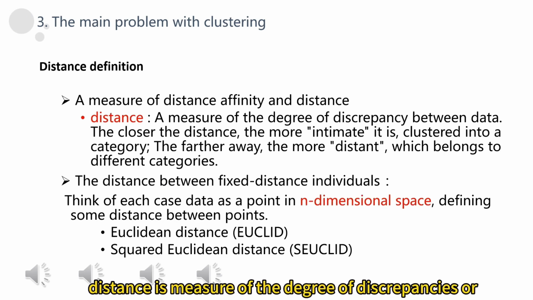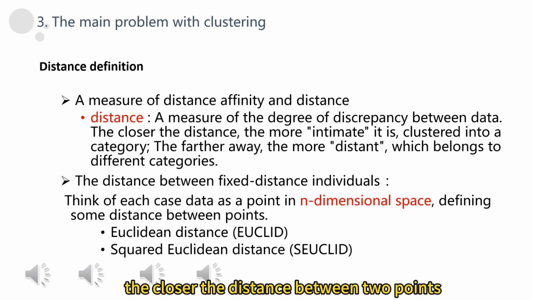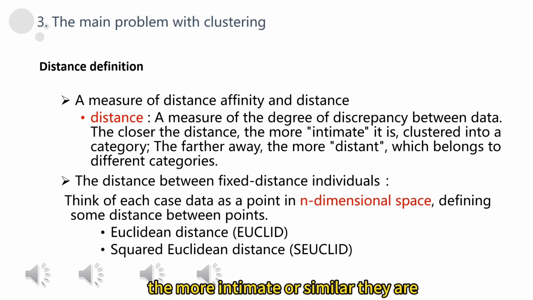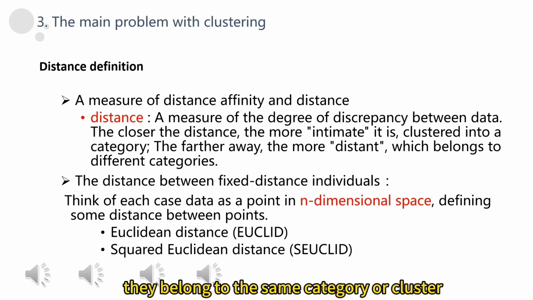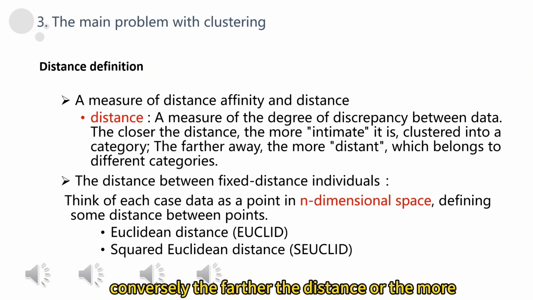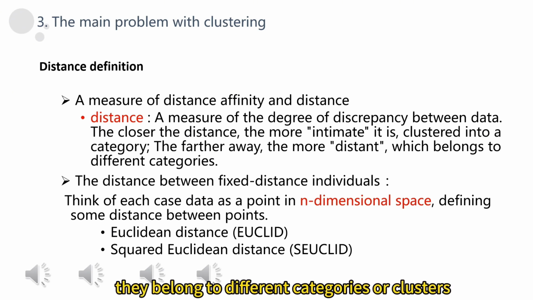Distance is a measure of the degree of discrepancy or dissimilarity between data points. It quantifies how far apart or different two points are from each other. The closer the distance between two points, the more intimate or similar they are, suggesting that they belong to the same category or cluster. Conversely, the farther the distance, the more dissimilar the points are, indicating that they belong to different categories or clusters.